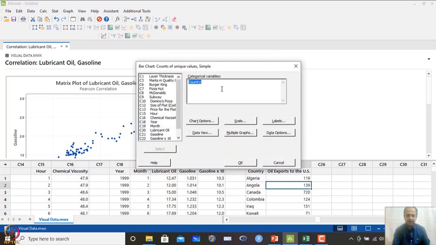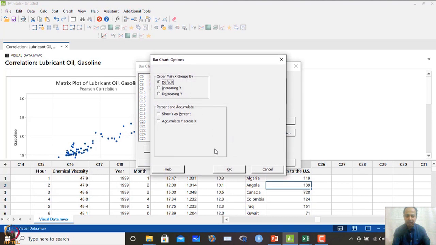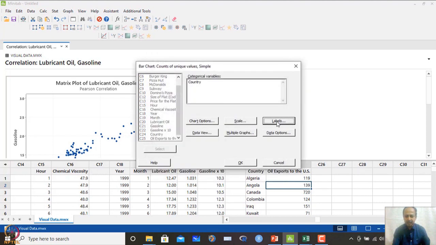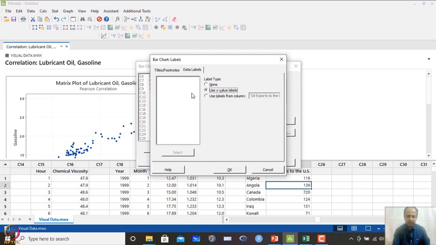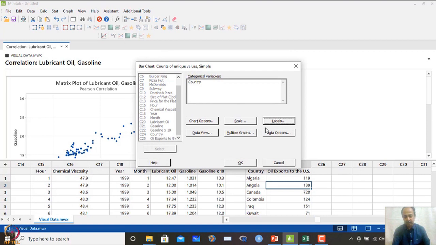So simple bar chart. For the categorical variable, country is the option, so it is automatically taking. You can also just type country over here. For chart options, nothing you have to do, scaling and all is not required. Data labels, if you want to see, either you use none, or the frequency can be shown, so how many observations. So what is the value of that, like 139 for Angola, 139 will be written on top of that on the y axis.